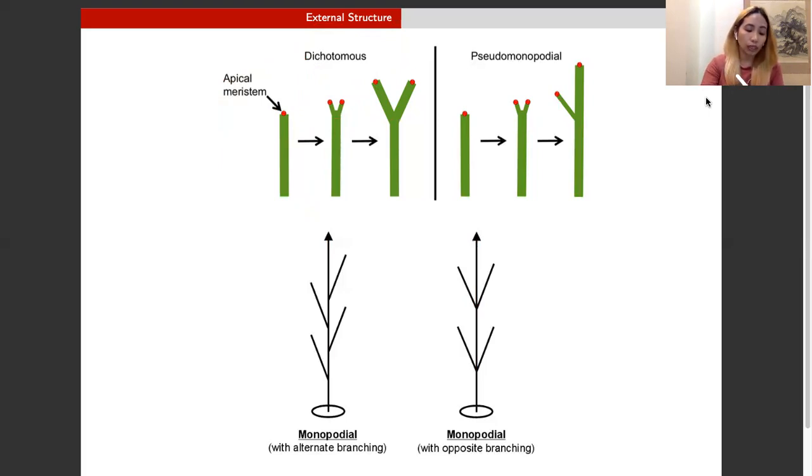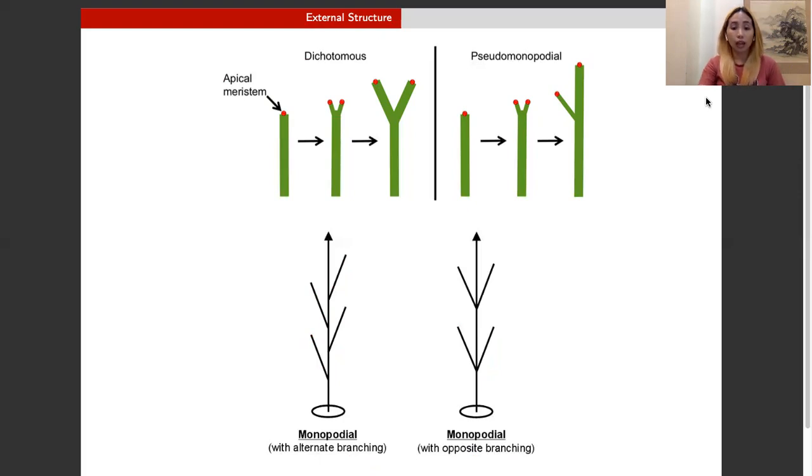So here you will see the terms. We have alternate branching, and here we have opposite branching. So alternate is because we have one branch here. The next branch you will find on the other side, but not opposite the first branch. So that's what we call alternate branching. Opposite branching, however, is a type of branching where you will find two branches opposite to each other on the same point on the stem. So that's that. And basically, that's that for the branching patterns of stem.